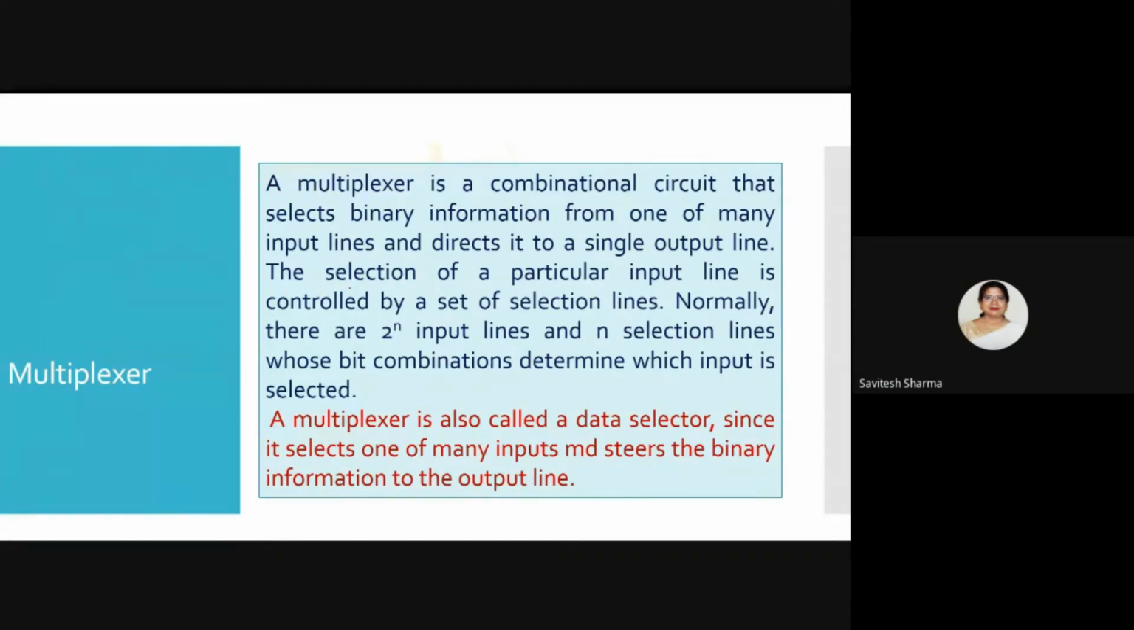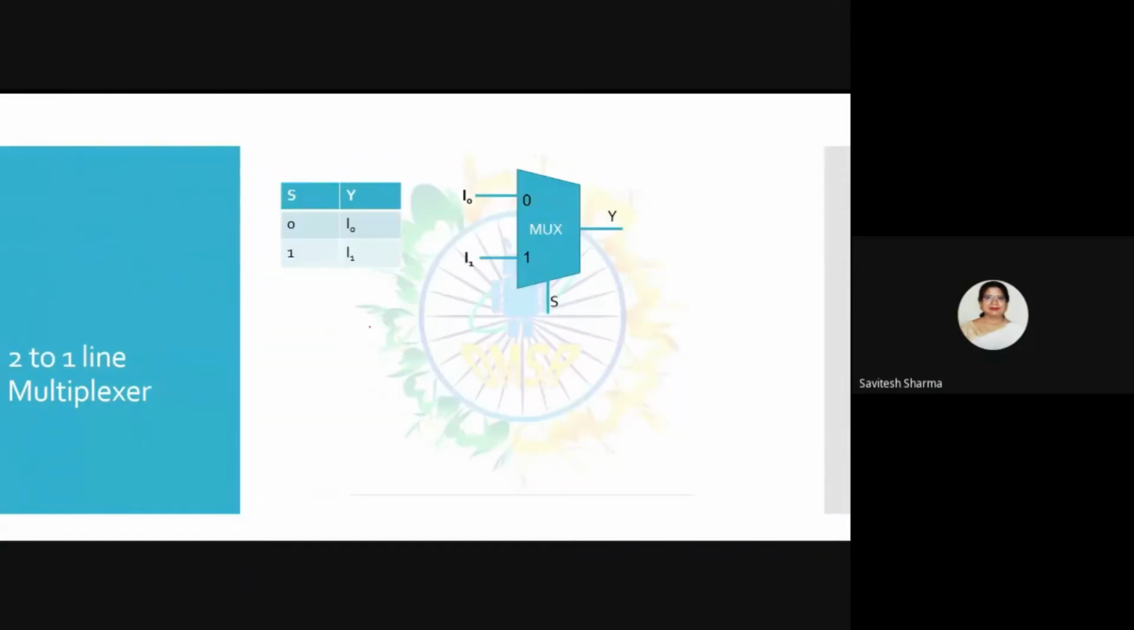So the point here is that 2 to the power n input lines will be there. If 2 to the power n input lines are there, that means you need to take n select lines. So you need to decide how many select lines you require for the particular input lines. So n select lines are required for 2 to the power n inputs. This multiplexer is also called a data selector. Okay.